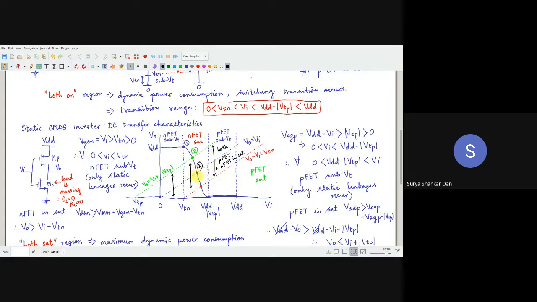After that, the red one comes here, number 4. This is the point on the inverter transfer characteristics where NFET moves from saturation to linear. The PFET still continues to be in saturation. Okay, after that what will happen? It will come to this line over here, again blue.